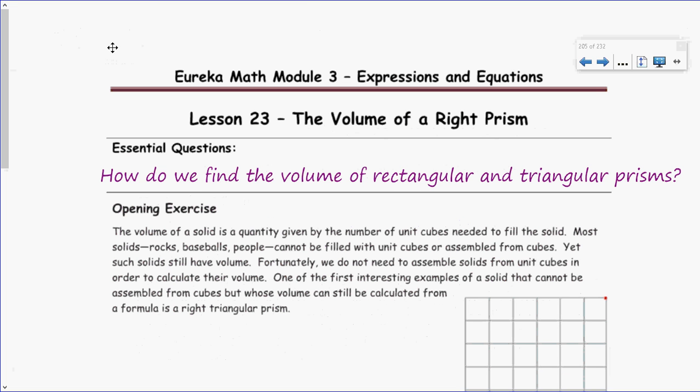Hey everybody, this is lesson 23, the volume of a right prism. For our essential question, we're going to ask how do we find the volume of rectangular and triangular prisms? So specifically, we're working with these two shapes.